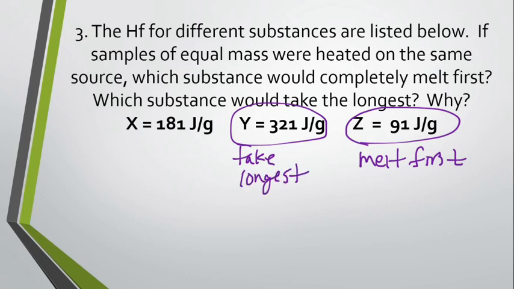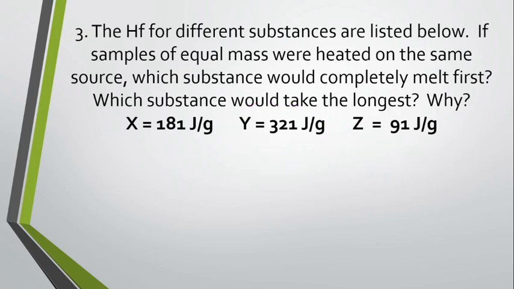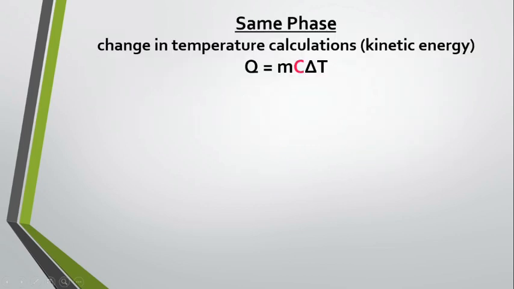Why? That's just because they have the highest H and lowest H. Not too bad. Now, sometimes we aren't just changing phase. Sometimes the temperature does change and the phase is staying the same. And in that situation, we're going to have to use a different equation. But it's the same basic idea.